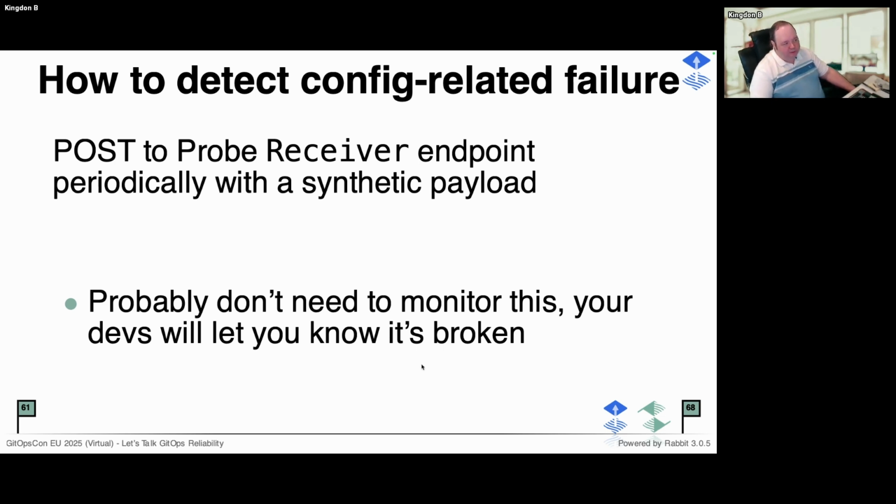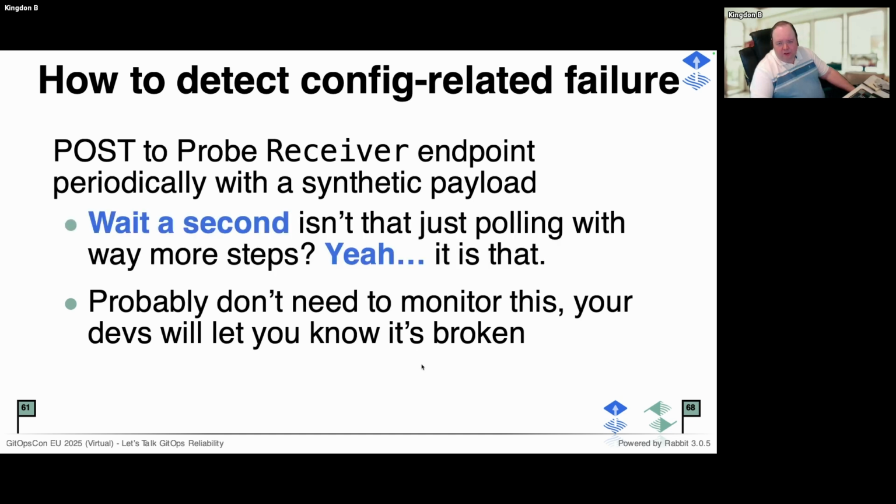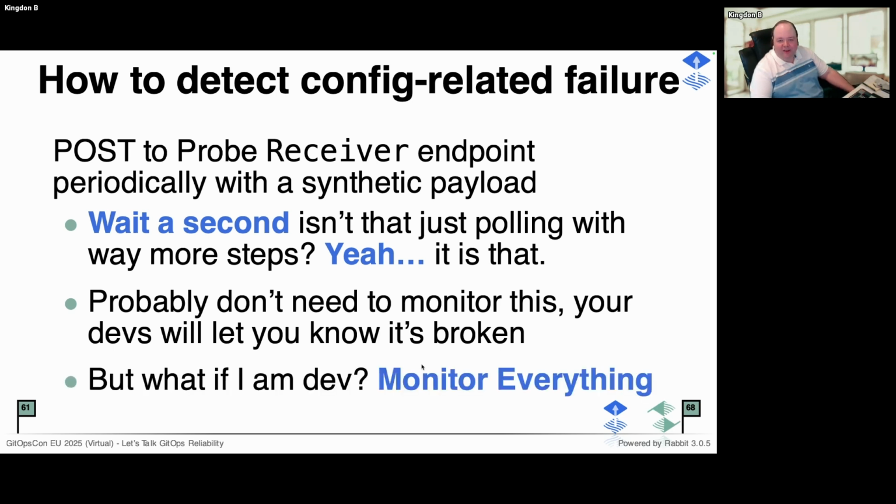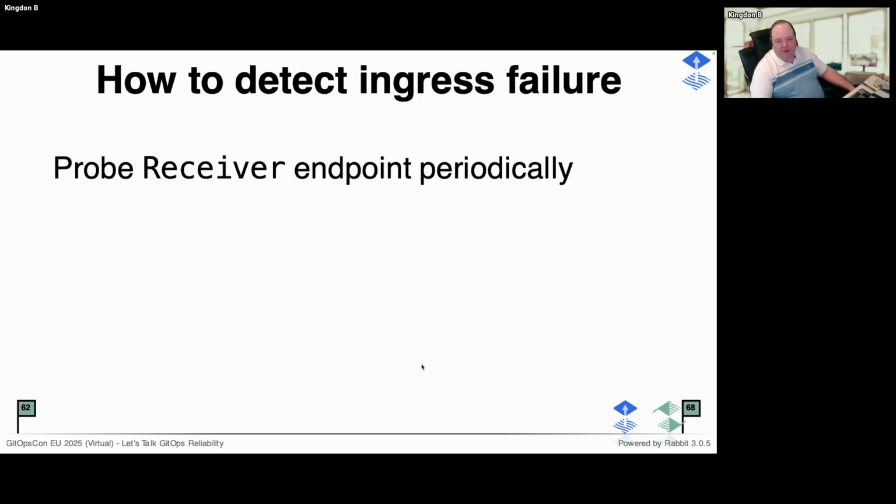Well, you can send a post to the receiver, and you can mimic the payload. Depending on what type of receiver it is, you can probably generate a post that will actually trigger the receiver on an interval and monitor the return. But aren't we just pulling again with way more steps if we do that? Yeah, well, kind of. But what if you're the dev here? You want to monitor everything. If you're building a system that doesn't have monitoring in place, that's where it's going to fail, I think, every time. Okay, so probe your receiver endpoint periodically.